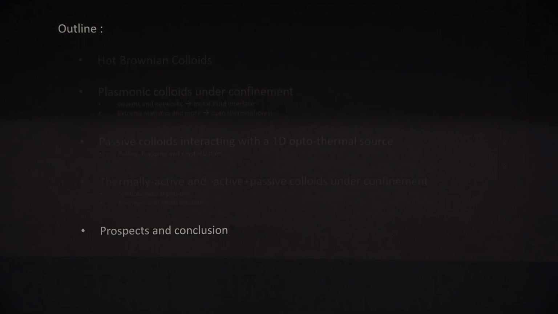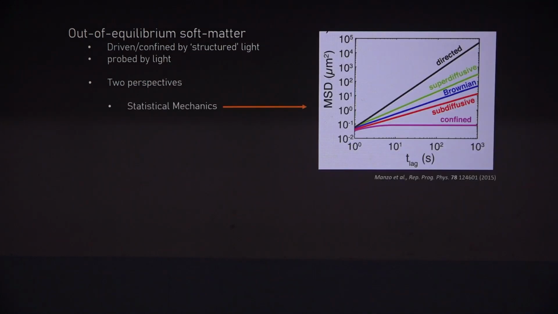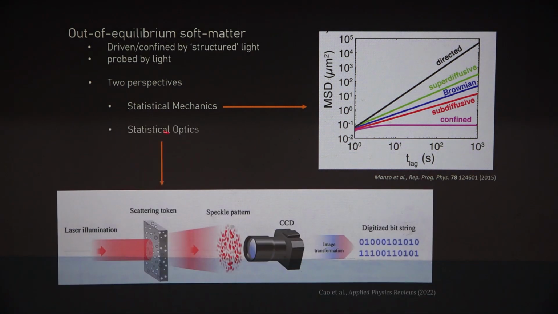And finally, the prospect I'm going to end with is the out-of-equilibrium soft matter system, which we have now looked at in the context of driven and confined systems by structured light. We also use light to probe such systems. You can look at this whole interaction from two perspectives. One is the statistical mechanics perspective, where you have mean square displacement, for example, as a function of light. You can also look at this whole process from a statistical optics perspective, which I haven't discussed at all.